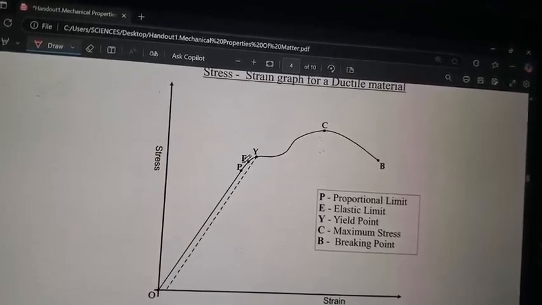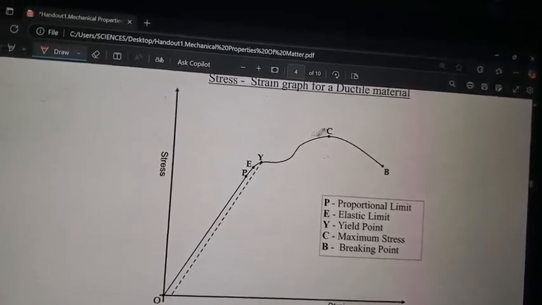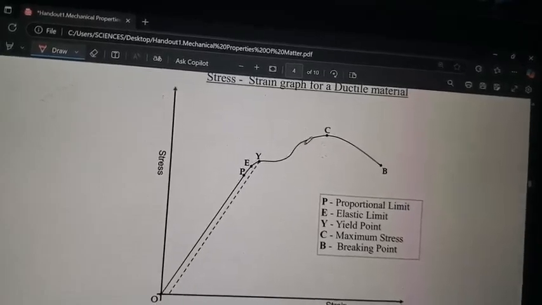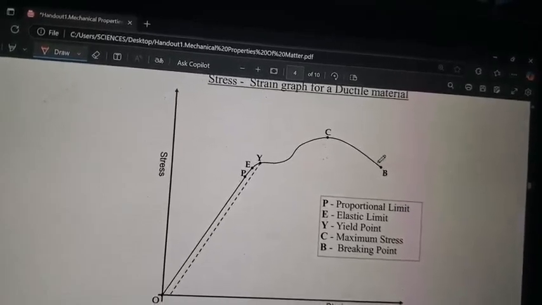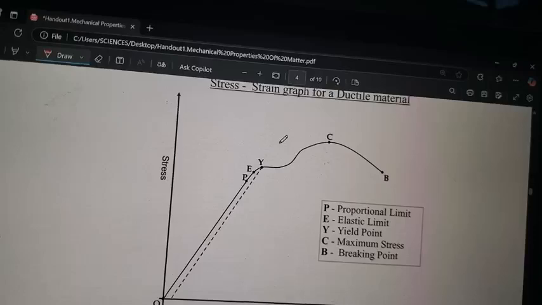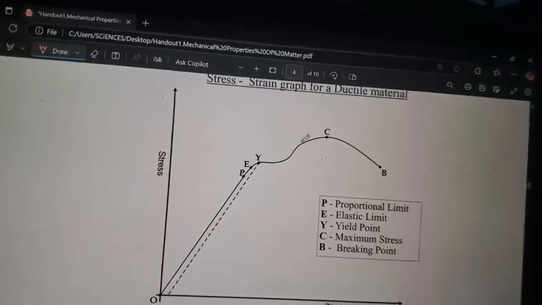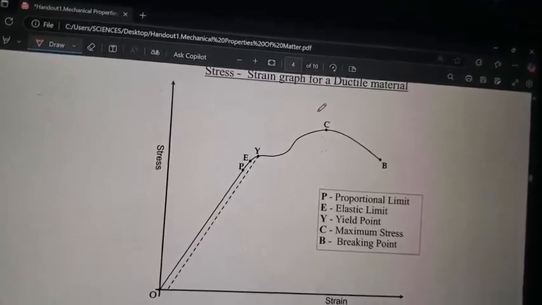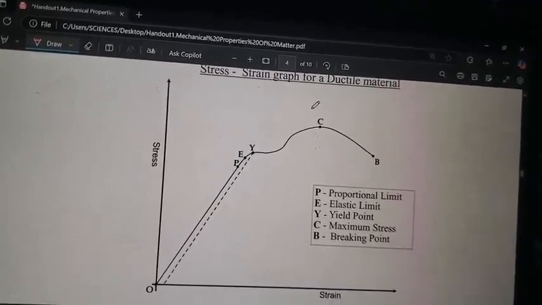Plastic deformation. Plastic deformation is that deformation which causes some extension to remain in the material. The material does not regain its original size, shape, or length after the deformation is removed. So from E up to B, a material is said to have undergone what we call plastic deformation.